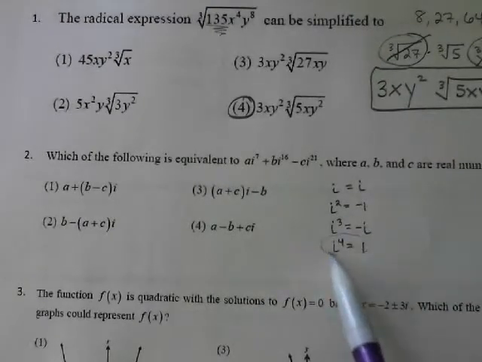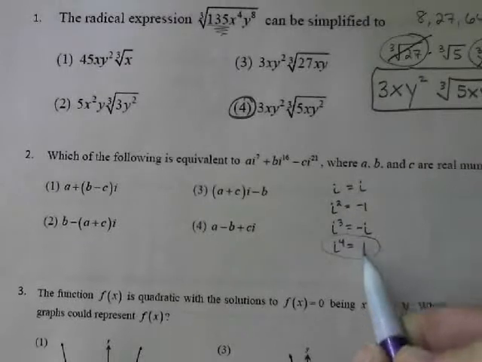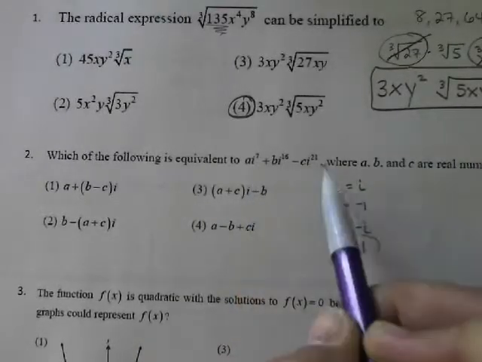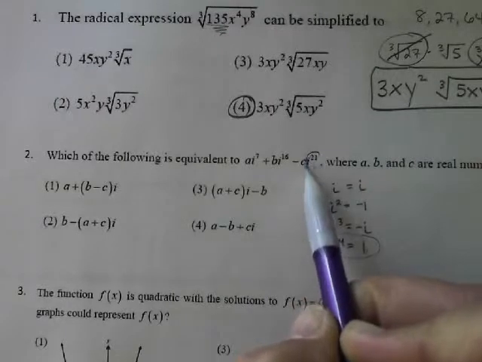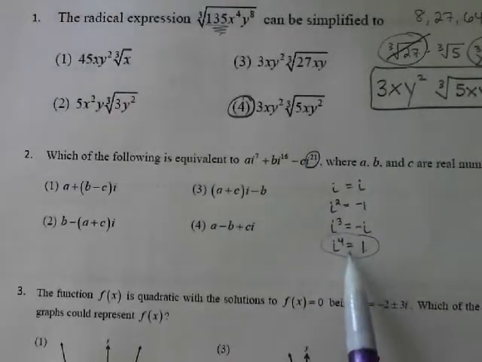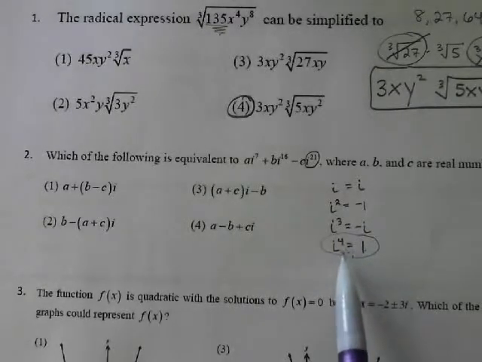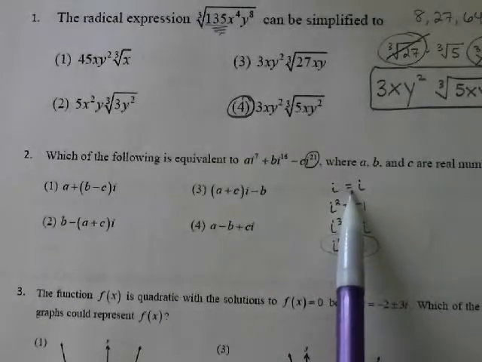So this one is always a multiple of 4. So if I have like i to the 21st, I'm going to know that this is i to the 20th, because 20 is a multiple of 4. It'd be 4, 8, 12, 16. And then i to the 20th, which means i to the 21st would just be the same thing as i.